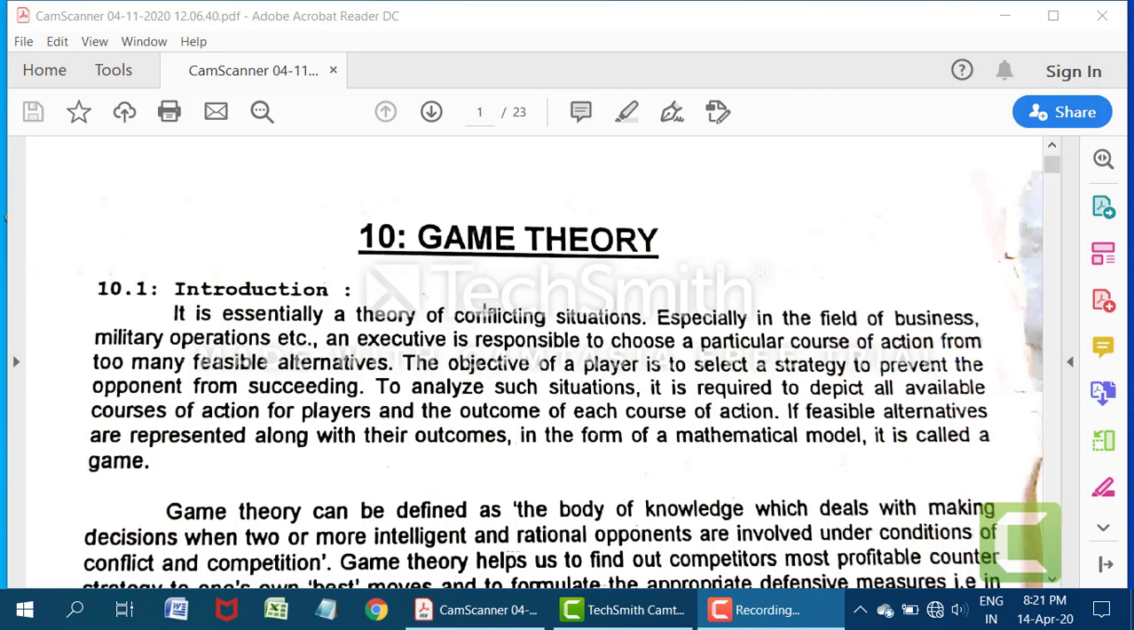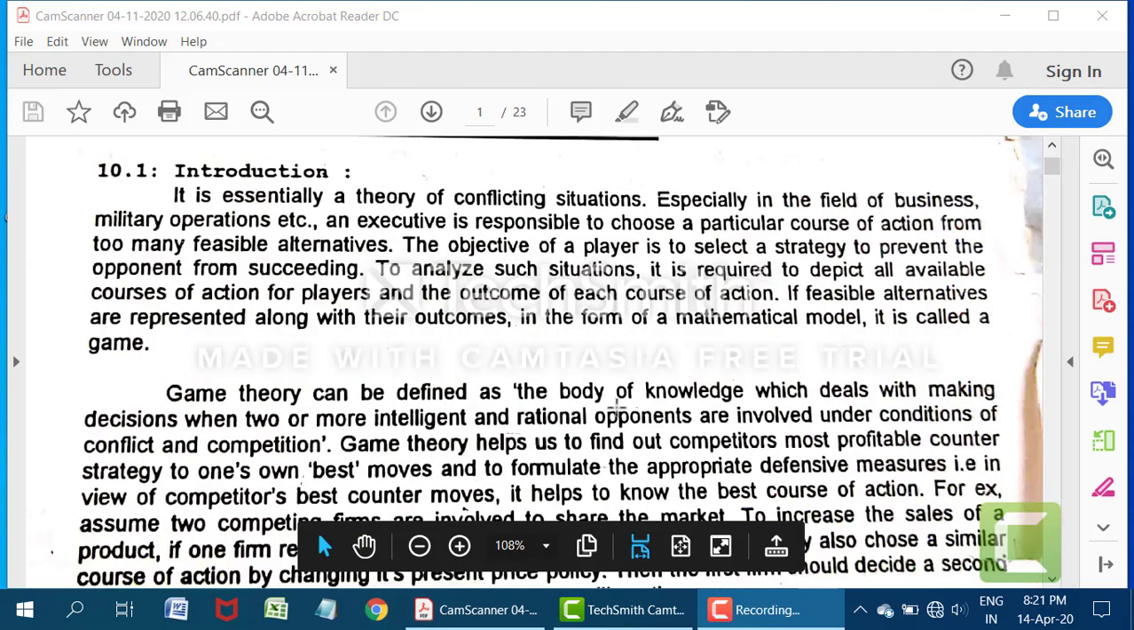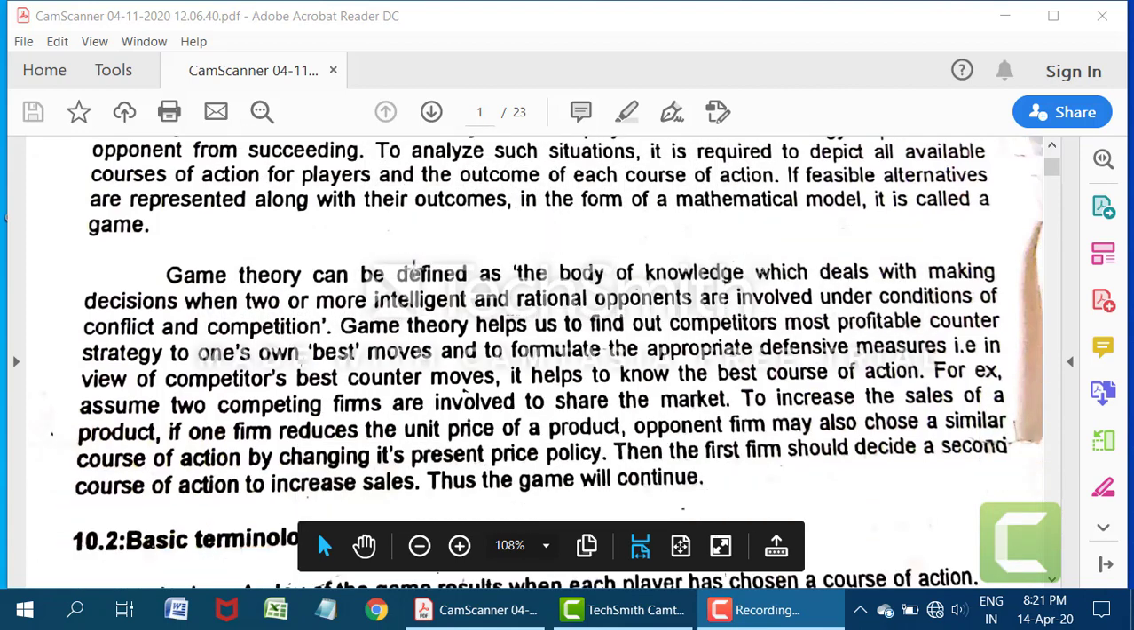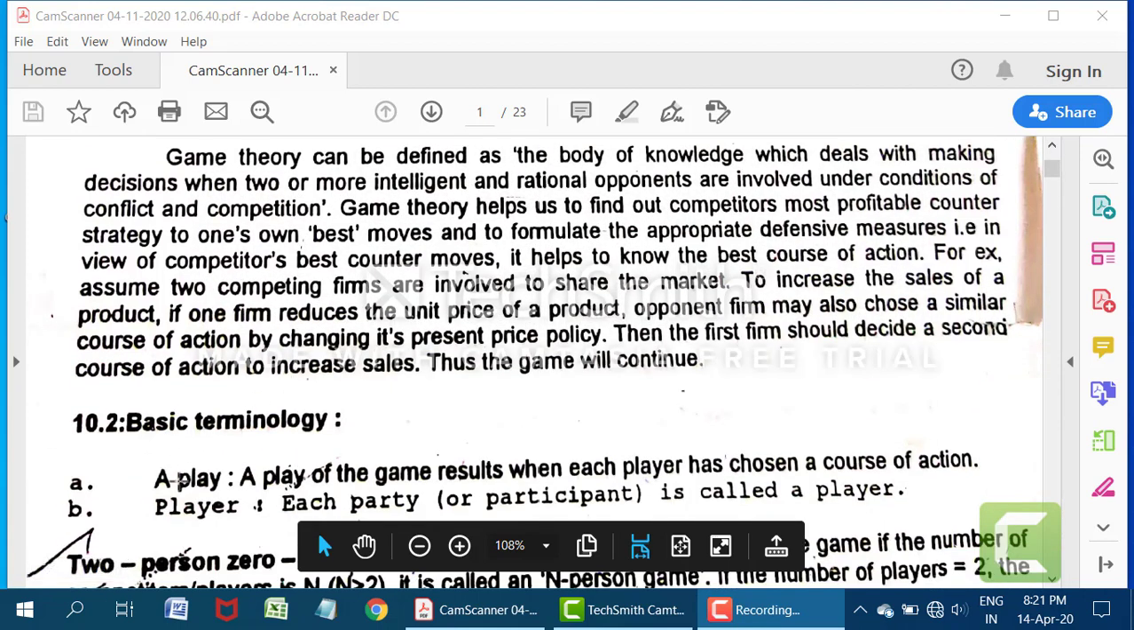I will tell you what a game is. A game is expressed in terms of the payoff matrix. You can go through this theory. A play of the game results when each player has chosen a course of action. Course of action is nothing but strategy. From the different courses of action or strategies available, a player has to choose one particular strategy to play a game.